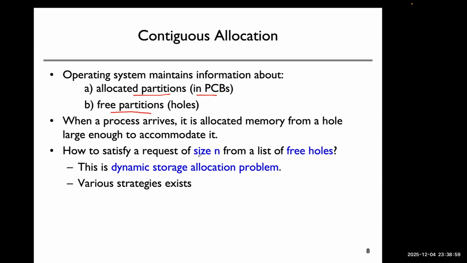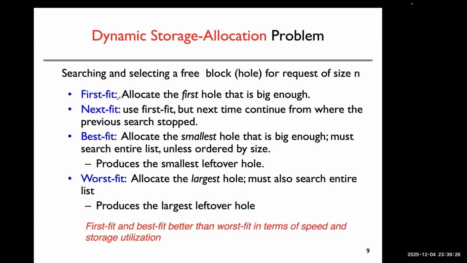Let's say we have a request by a process for memory, the size of the memory required by the process is n, and we have a list of free holes, right? Now, how can we satisfy that request? This is actually a dynamic storage allocation problem, where there are various strategies which we can follow to serve the request of size n. The first one is first fit. This allocation strategy says that you search the list of the free holes and you allocate the first hole that is big enough to hold the request.